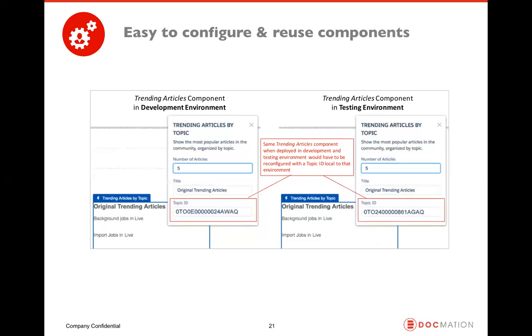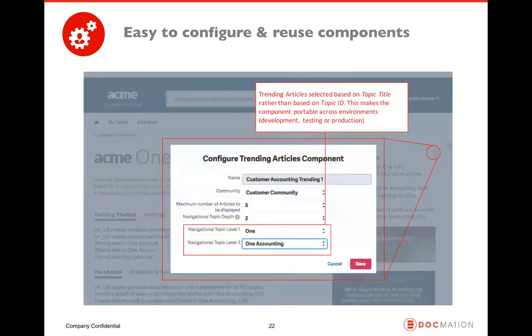Taking that trending articles example, what we have done with our solution is extend that component so that, instead of using a topic ID, you use the actual topic name. Once you use the topic name, as you migrate this component it propagates through your sandbox environments and into production, without a content admin or community manager having to go in and reconfigure it every time it's migrated.